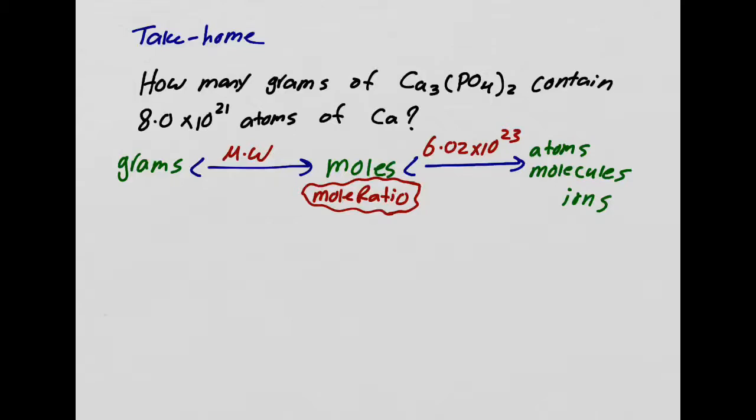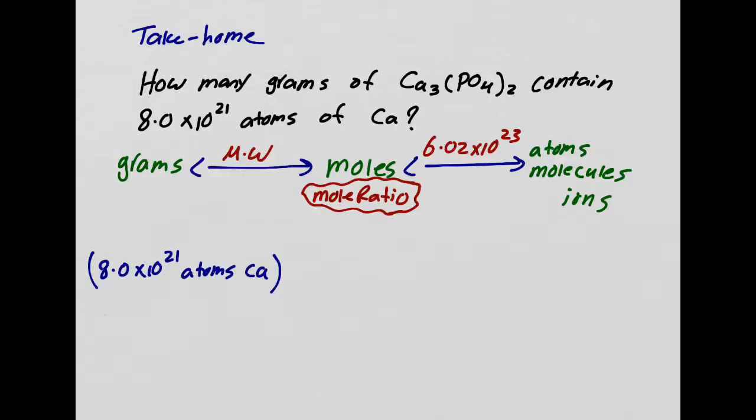What's given to us is 8.0 times 10 to the 21st atoms of calcium. That's what's given to us. And what I want is grams of calcium phosphate. So atoms are given to me. I want grams. You know that you can't jump. You have to go atoms to moles and moles to grams. Yeah, I can't jump. We know that.